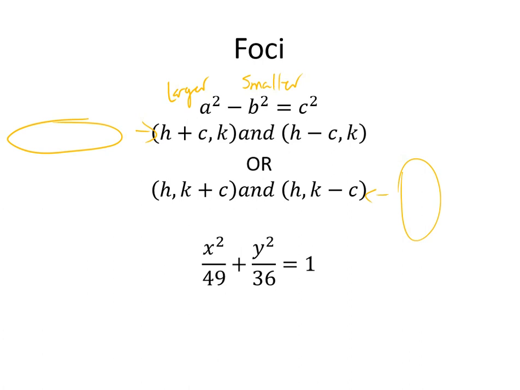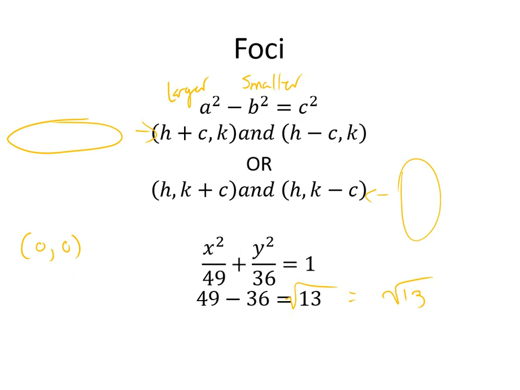Okay, so looking at this one, first thing we want to do is find our c. So what we'll do is that we'll take the a squared minus the b squared. So 49 minus 36, that gets us 13, which means c would be the square root of 13. So c is the square root of 13. Now where is the center of this? The center is at 0, 0. Okay. So the center of that ellipse is at 0, 0.